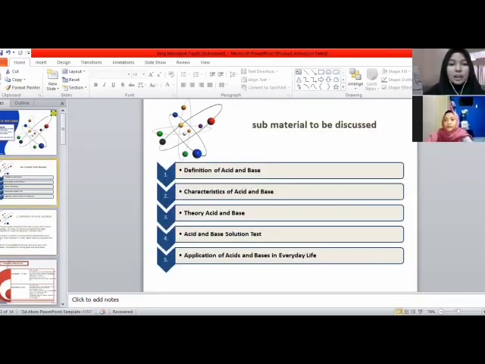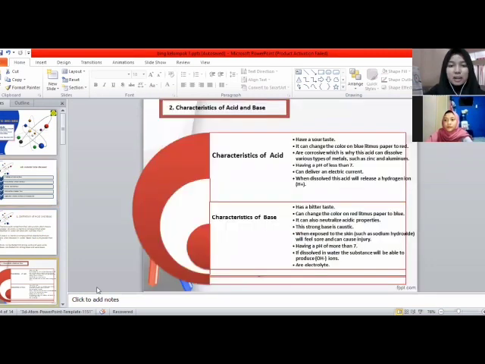B. Characteristic of acid and base. Characteristic of acid. 1. Have a sour taste. 2. It can change the color on litmus paper to red. 3. Are corrosive, with its way this acid can dissolve various types of metals such as zinc and aluminum. 4. Having a pH of less than 7. 5. Can deliver an electric current. 6. When dissolved, this acid will release a hydrogen ion.